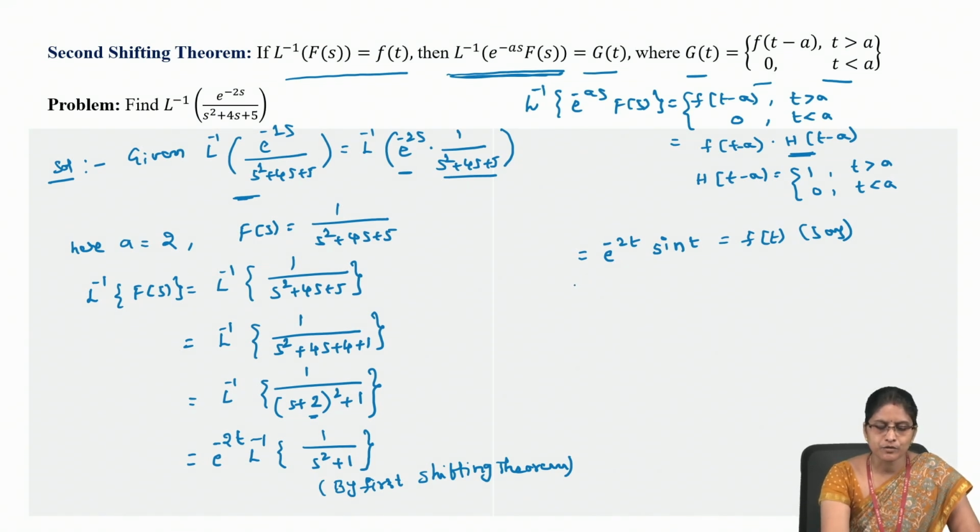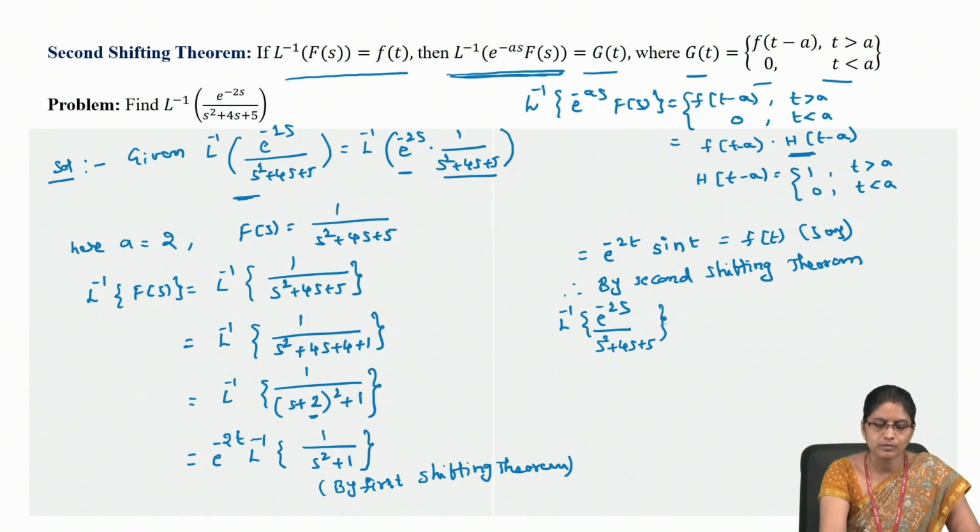Now apply second shifting theorem. Therefore, by second shifting theorem, L inverse of e power minus 2s by s square plus 4s plus 5 is equal to g of t. So g of t means what we have to take? f of t minus a if t is greater than a, 0 if t is less than a.